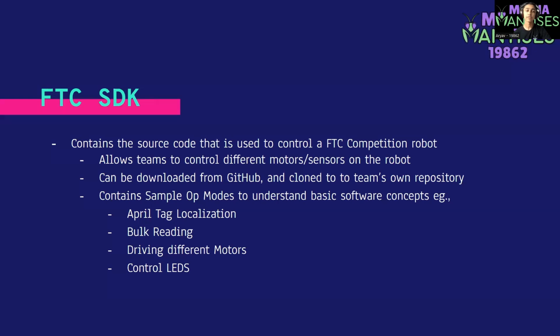Now I'll be talking about the FTC SDK. The FTC SDK is a software development kit that first provides and allows teams to control the different motors, servos, and sensors on the robot. This SDK can be found on GitHub using a link in the description of this video and can be cloned into your own team's repository using GitHub. The FTC SDK also contains sample op modes that can help teams learn new skills, such as using April tags, which is useful for odometry, bulk reading, which lowers down loop times, and controlling LEDs for driver enhancements during the teleop period.